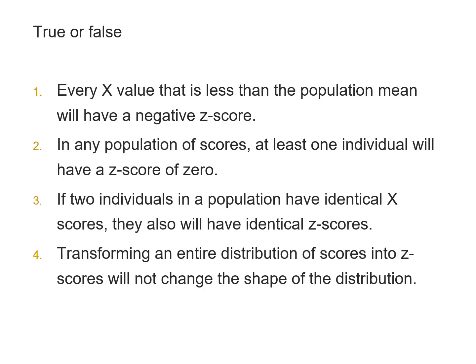And finally, let's wrap up with some true-false. Every X value that is less than the population mean, when converted to Z, will have a negative Z-score. That is true, absolutely.